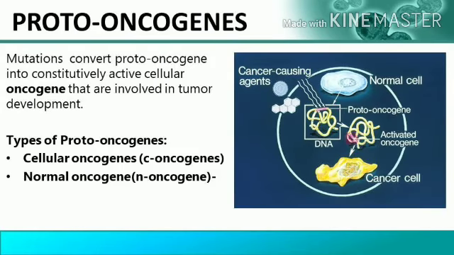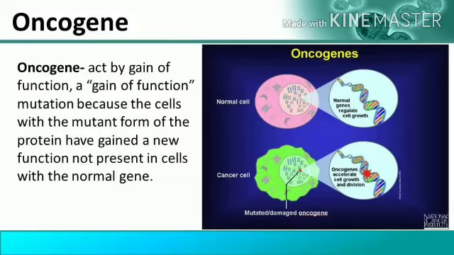Proto-oncogenes have multiple roles, participating in cellular functions related to growth and proliferation. Mutations convert proto-oncogenes into constitutively active cellular oncogenes that are involved in tumor development. There are two types of oncogenes. First is the cellular oncogene, or the C oncogene. It is a proto-oncogene which has been found to mutate in an individual. Unlike the normal oncogene, or the N oncogene, which is a proto-oncogene that has not been found to mutate.